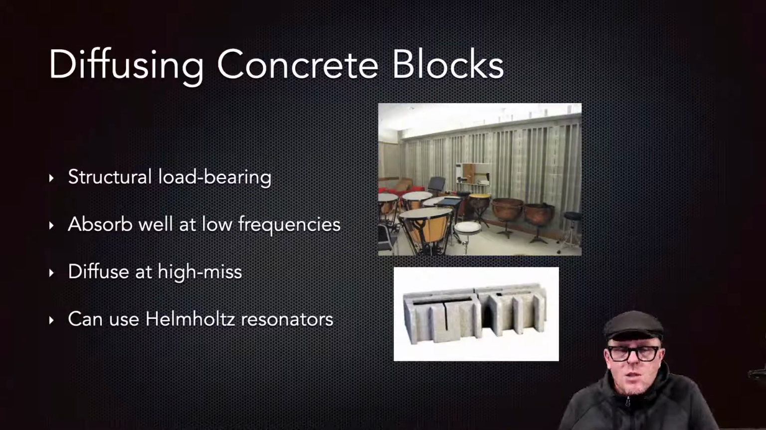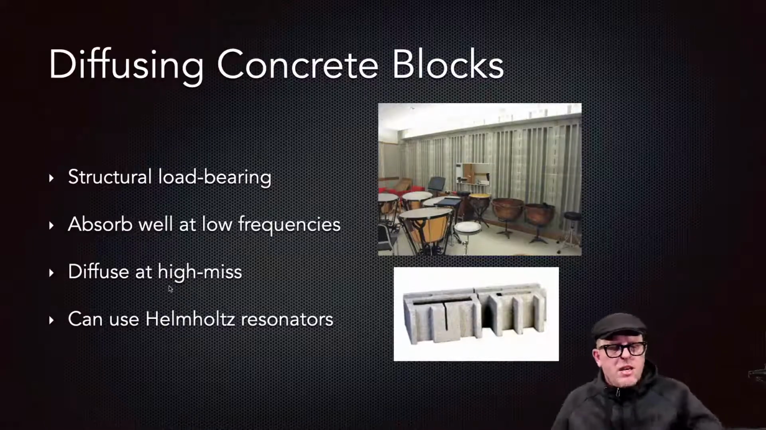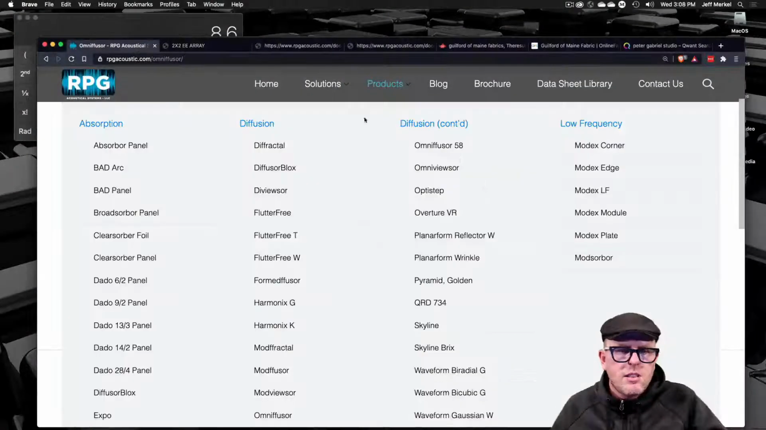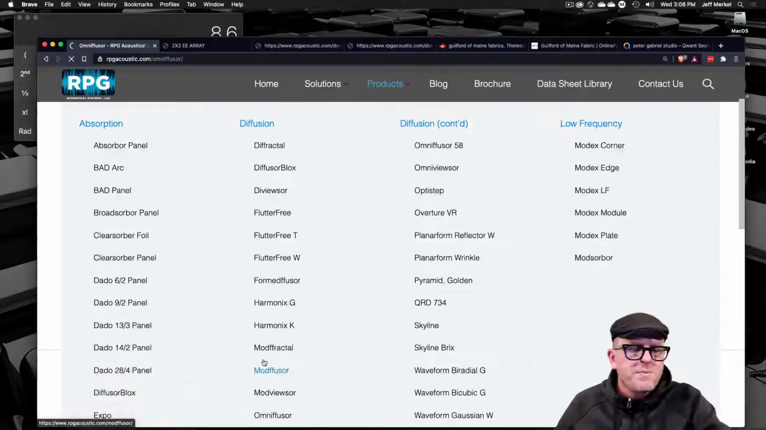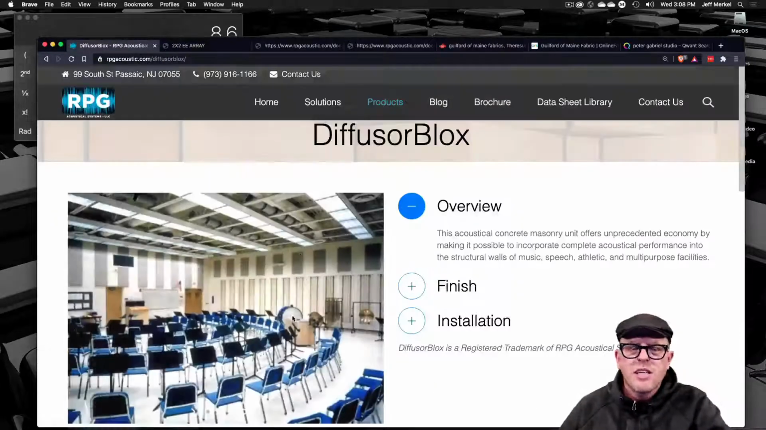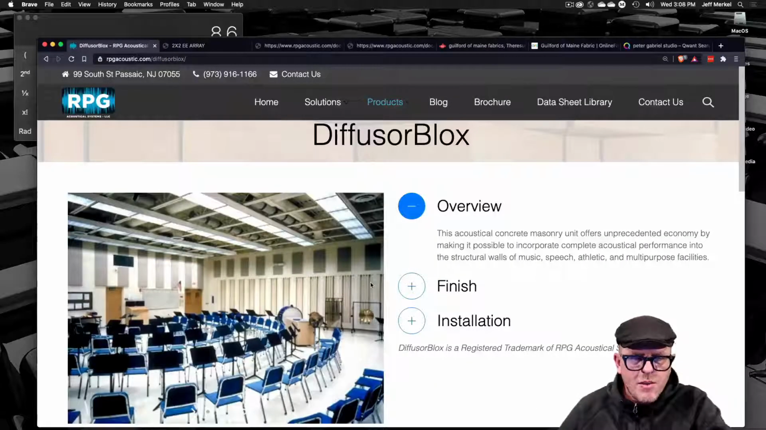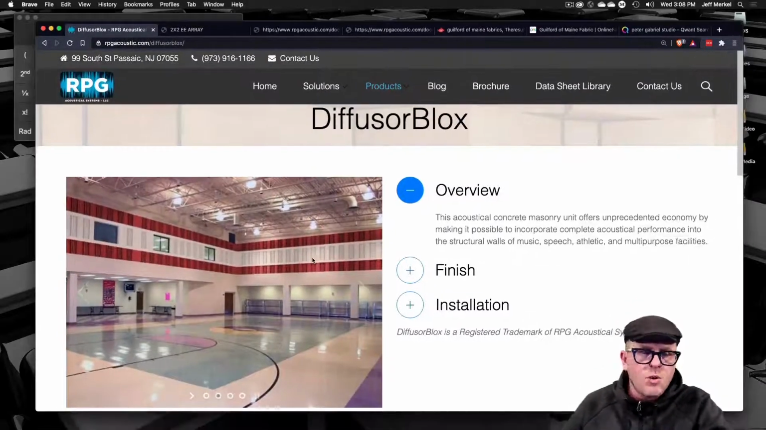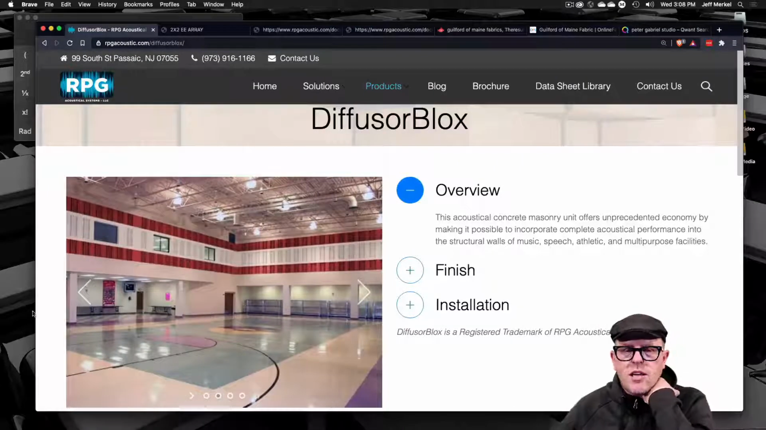So these are also by RPG. They're called, what are they called? Diffuser blocks. So diffuser blocks, you can buy these. They're not really shown. Oh, they're right there in the wall, the concrete wall. So this would be really great for gymnasiums and band rehearsal spaces, like school rehearsal spaces, because those things are tough as nails.